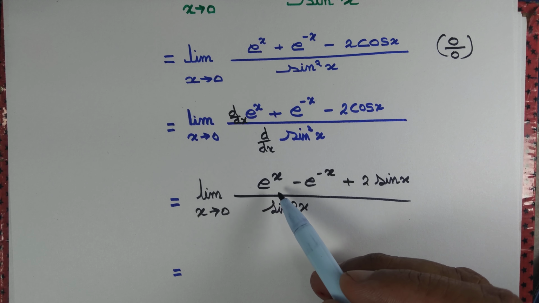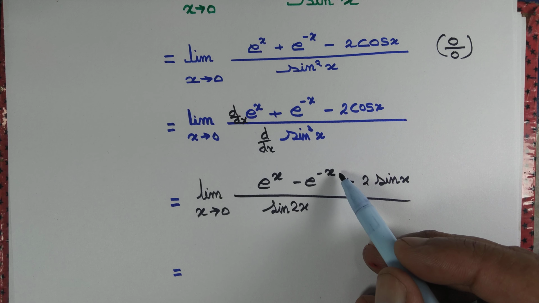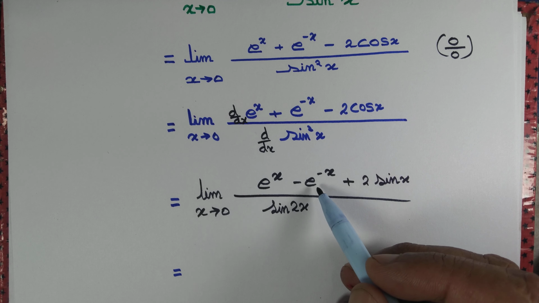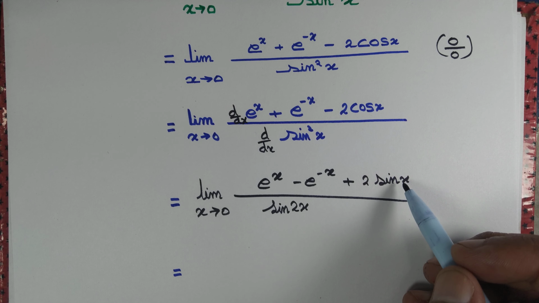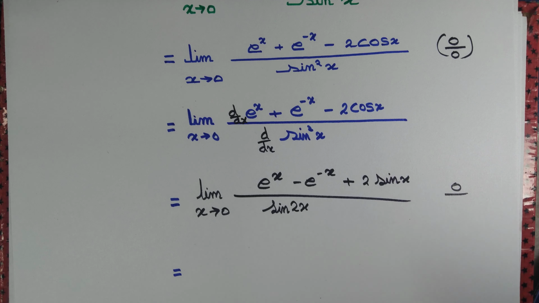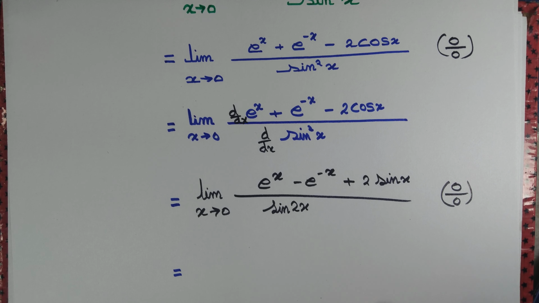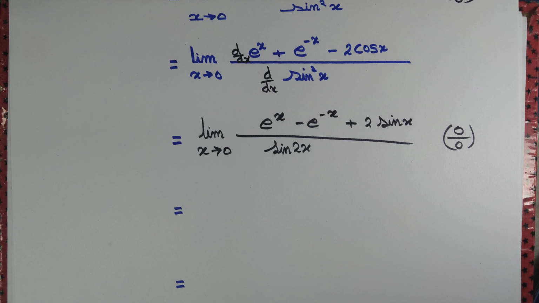Observe that as x tends to 0, e^x tends to 1, e^(-x) tends to 1, 1 minus 1 is 0, and sin x tends to 0. So the numerator tends to 0. What about the denominator? The denominator also tends to 0. So it is of the 0 by 0 form, so we can apply L'Hopital's rule once again.